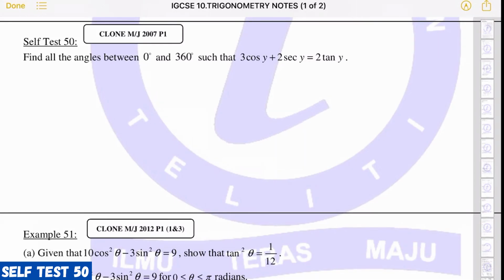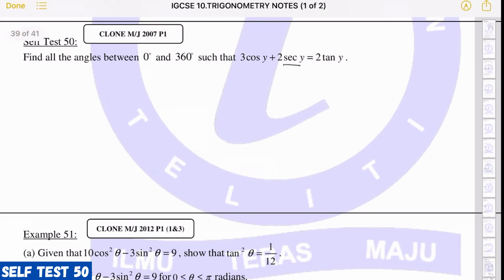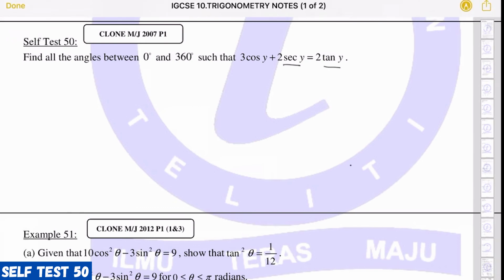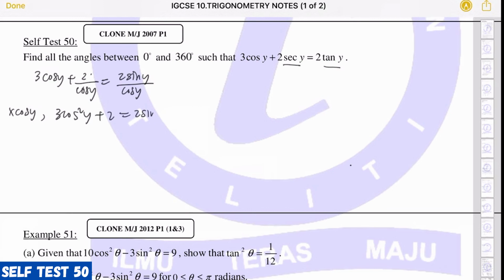So find all the angles between 0 and 360 such that 3 cos y plus 2 secant y is equal to 2 tangent y. So what can we do? We can start by changing secant to 1 over cos and tangent to sin over cos. Okay, so let's start at 3 cos y plus 2 over cos y equals 2 sin y over cos y. Okay, the next thing is we got to get rid of fractions. So I'm multiplying everybody by cos. So 3 cos square y plus 2 equals 2 sin y.